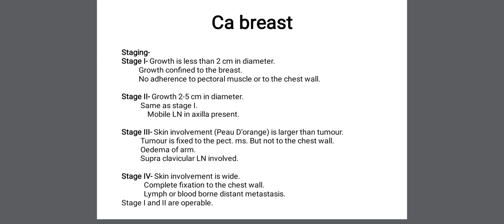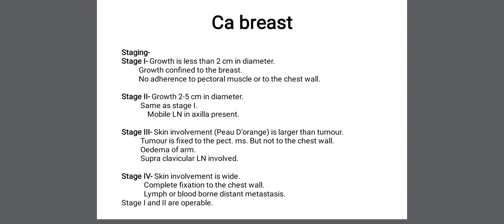In stage first, the growth is less than 2 cm in diameter. The growth is confined to the breast only, and there will be no adherence to the pectoral muscle or to the chest wall. There is no spread. The tumor must not be adherent to the pectoral muscles or to the chest wall.